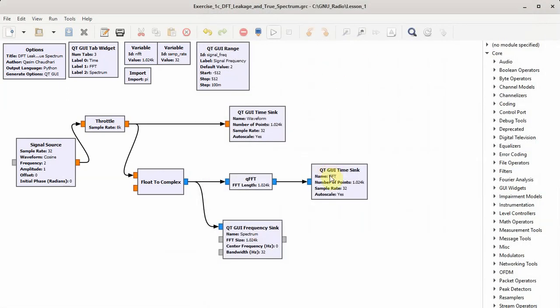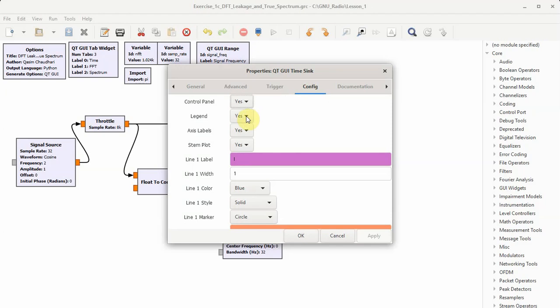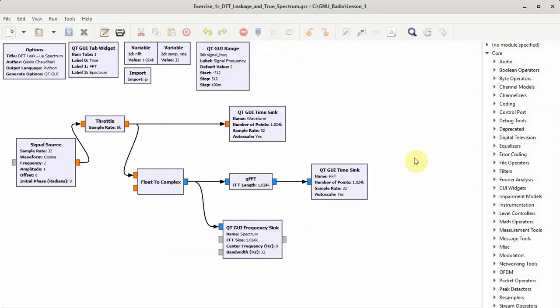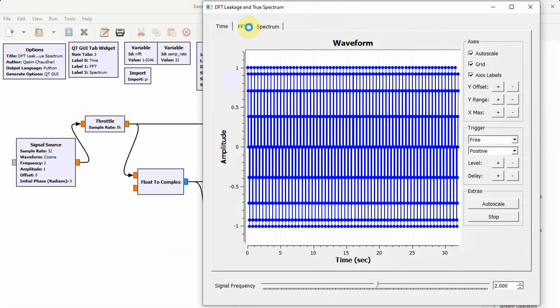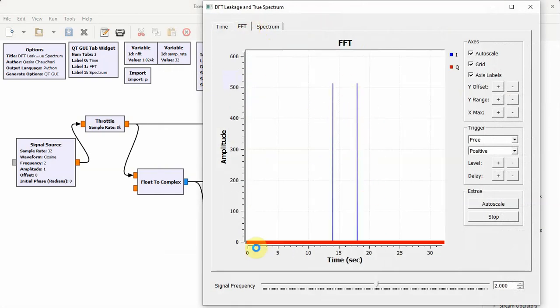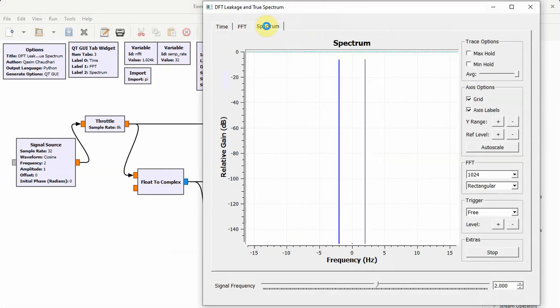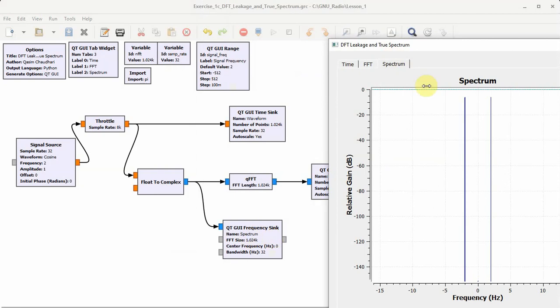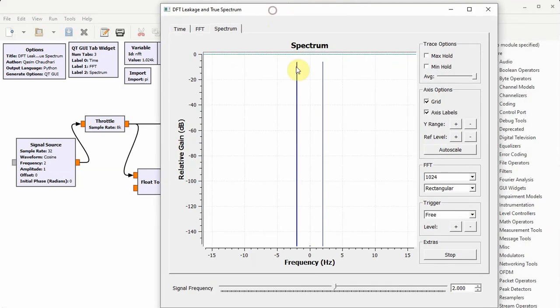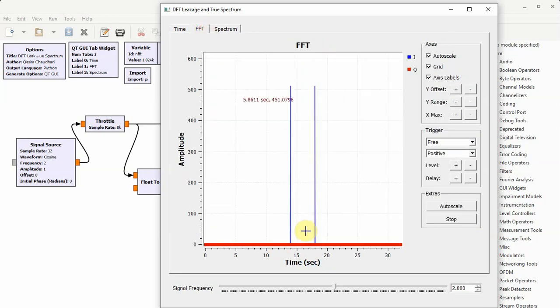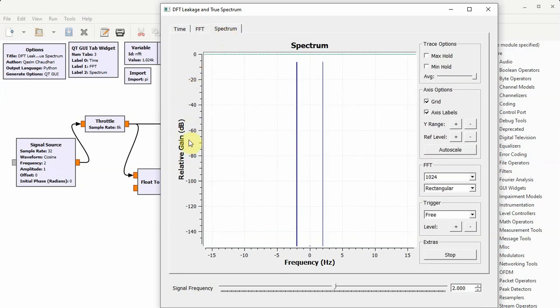And let us undo the stem plot option so that we can see a continuous spectrum. Here now we have two impulses at the signal frequency and there is no Q part. And now when we go to the spectrum, which is the display of this QT GUI frequency sink, we see that we have two impulses at plus minus 2 Hertz. The difference, however, is that here we are displaying it in the linear scale and here it's in the dB scale.